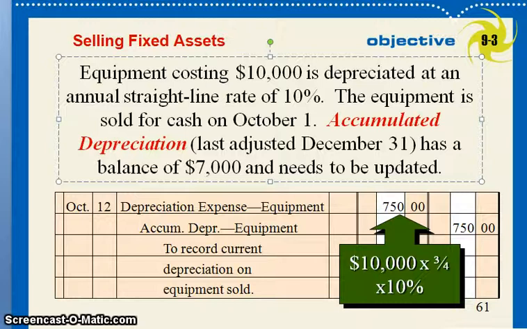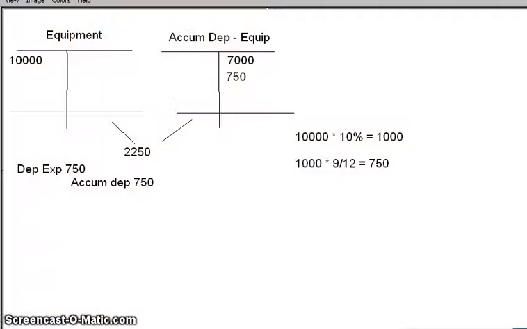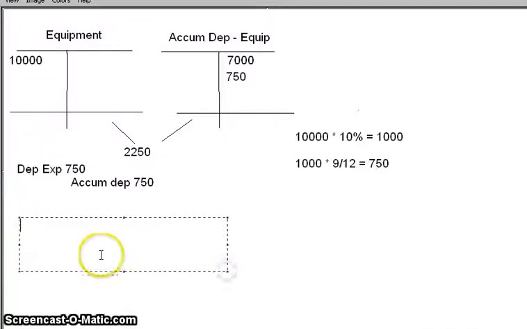So the first scenario is we are going to sell it for $2,250. We're going to sell it for no gain or loss. So when we sell it for no gain or loss, we're going to do exactly the same things we've been doing so far. I'm not going to write into the T accounts themselves, I'm just going to do the journal entries down here. We're going to debit accumulated depreciation so that this way we zero out that account for $7,750.